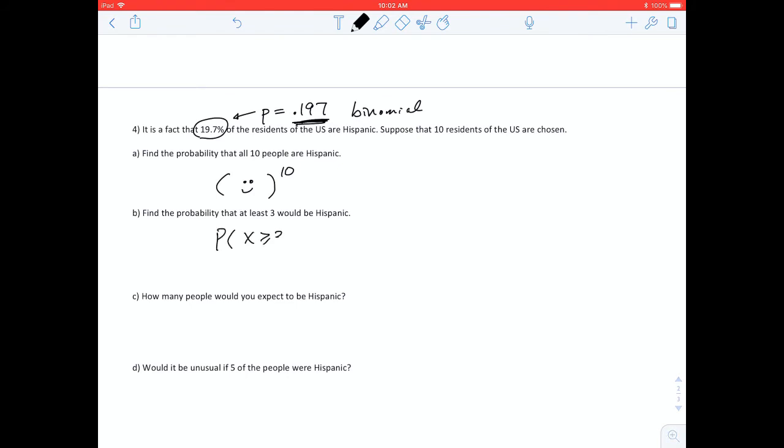Find the probability at least 3 would be Hispanic. The calculator does not have a function for bigger than or equal to. So what I need to do is do 1 minus the opposite of that.